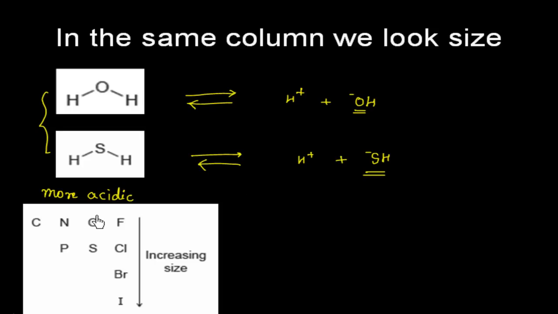Now if you see, oxygen and sulfur both belong to the same group. If you are going along the group, we do not look at the electronegativity, we look at the increasing size. The bigger the size, the more the stabilization of charge. Oxygen is a small atom and sulfur is a big atom. So the negative charge can be stabilized more on sulfur because the size is big, and the smaller size cannot adjust the negative charge. So the negative charge on sulfur is more stabilized because the size is big.